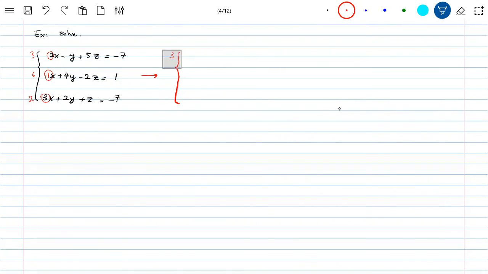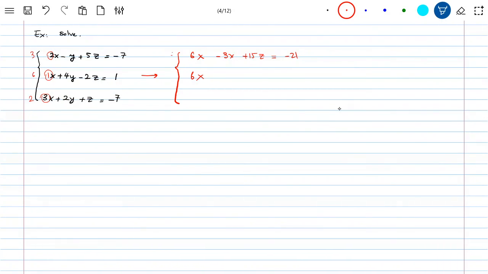What do we get if we do that? 3 times 2x, you get 6x. 3 times negative x, you get minus 3x. 3 times positive 5, you'll get 15z. And 3 times negative 7, negative 21. Okay, 6 times 1x, you'll get 6x.